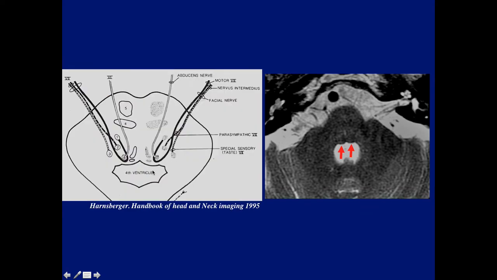If we look at this diagram, we can see that only the motor fibers of the seventh nerve pass around the nucleus of the sixth nerve. The parasympathetic and the sensory fibers exit directly. However, it's the motor fibers that go around the sixth that form the facial colliculus. So the two nuclei are quite close together, the sixth and the seventh.